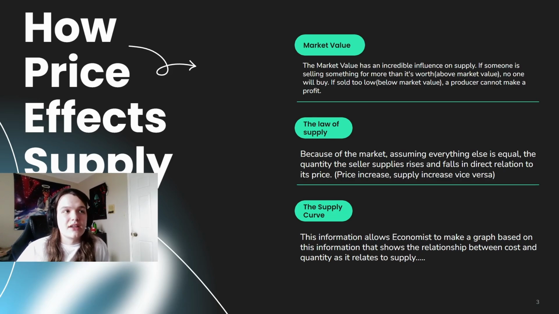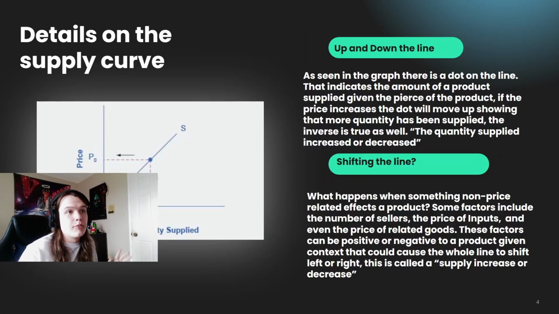This leads into a law of supply because assuming everything else is equal, the quantity the seller supplies rises and falls in direct relation to its price. So simply put, price increase, supply increase, vice versa. So this leads into a supply curve, which we grab the information from those last 2 points and we can graph it, and it'll give us a whole bunch of information about a certain market and supply, and we can find out a lot more.